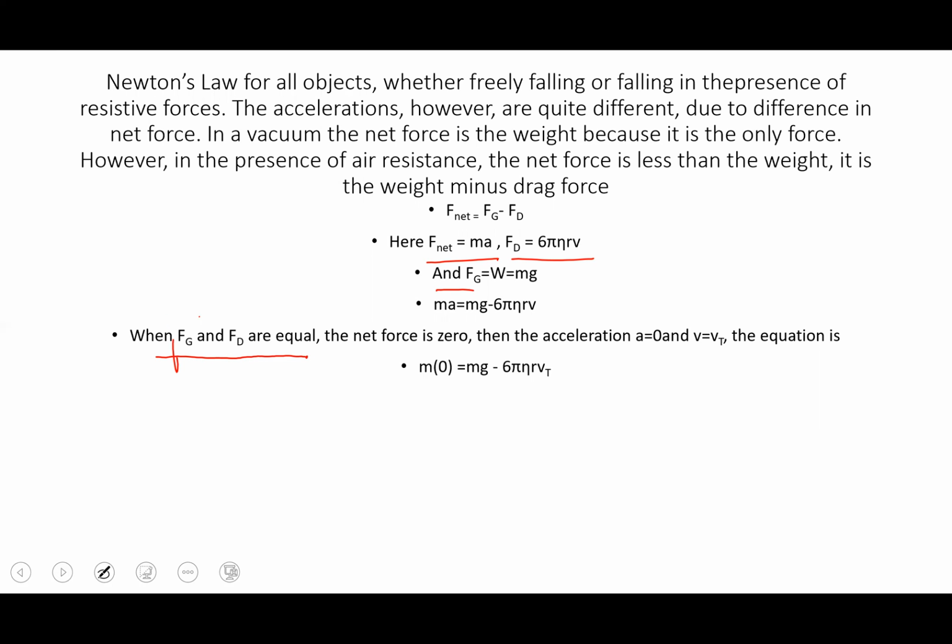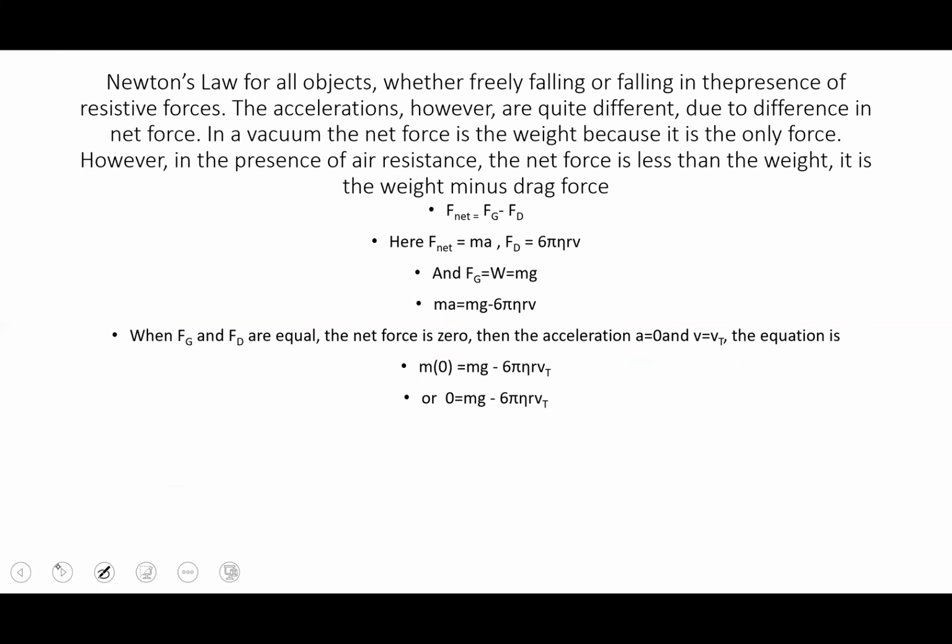In this situation, Fg and Fd are equal. The velocity becomes the terminal velocity, and then the net force is equal to 0. Then the acceleration will be equal to 0, because the velocity has reached its terminal velocity, and we remember that at terminal velocity the velocity is constant. That is why the acceleration is equal to 0, and Vt is basically achieved in this equation. Because there is no acceleration now, instead of a we put 0, so 0 equals mg minus 6 pi eta r Vt.